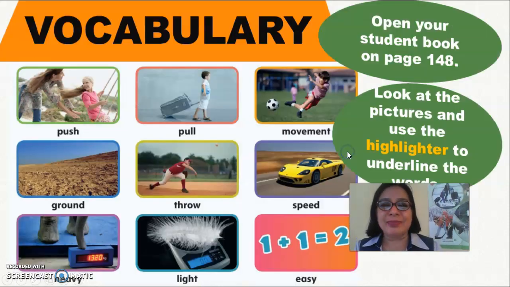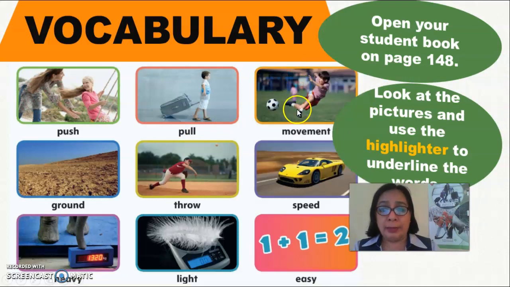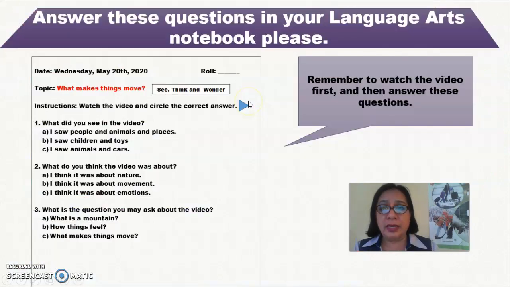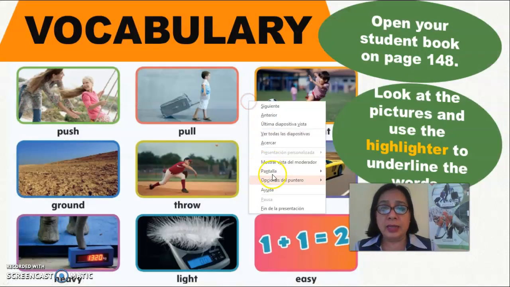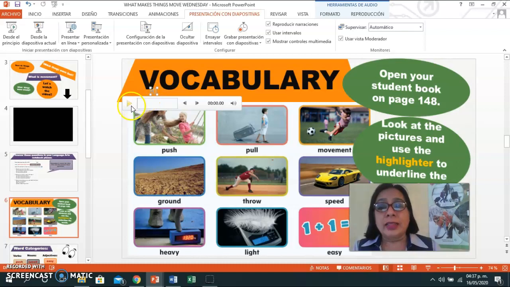Good. Let's continue. Now it's time for the vocabulary, okay? For this vocabulary, I have to go back to the other, one moment because I don't have it. I have to put it like this so I can hear the vocabulary. Listen to it, please. Page 148. Let me stop.